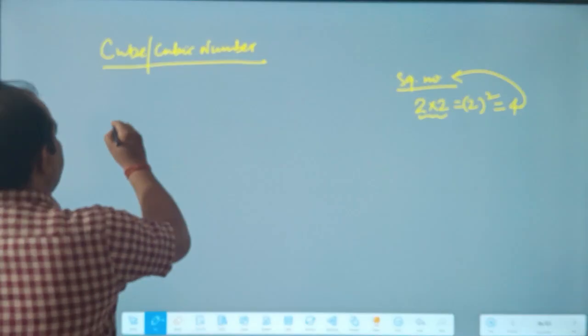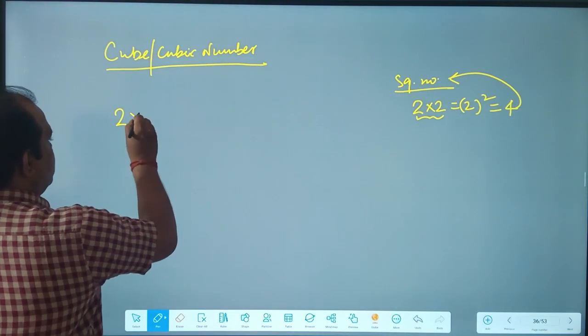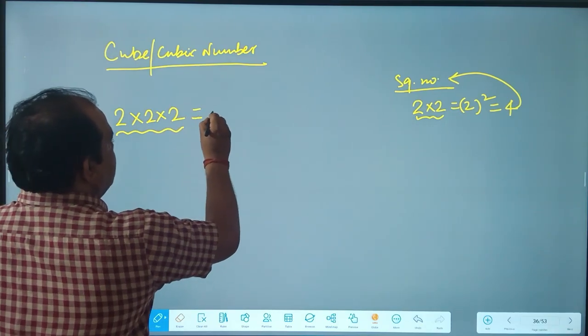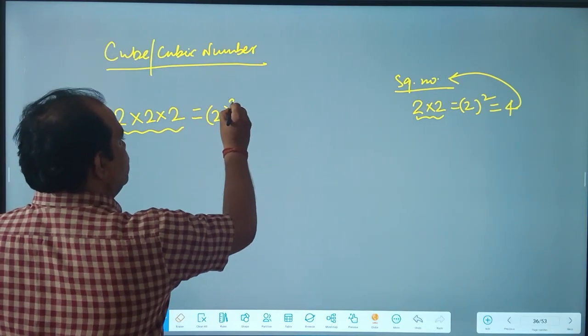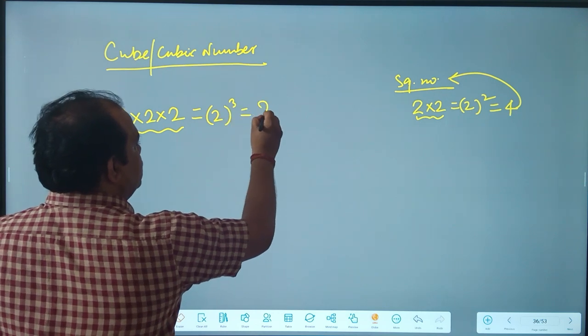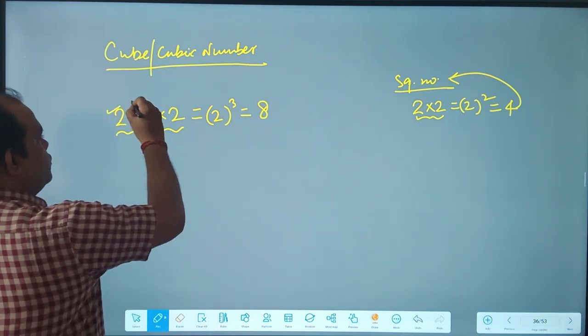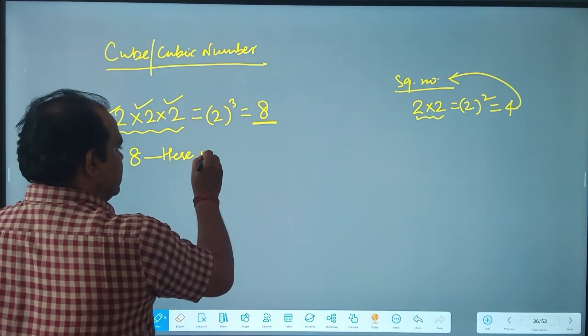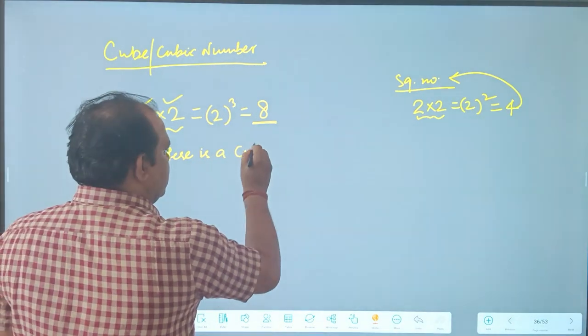Now, what is in a cubic number? Let's say we multiplied 2 three times. We multiplied 2 three times, what can you write this as? 2 to the power 3, and this is equal to how much? 8. 2 twos are 4, 4 twos are 8, this is 8. Here is a cubic number.